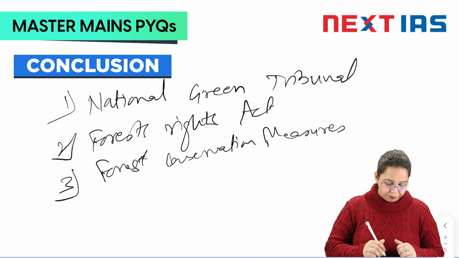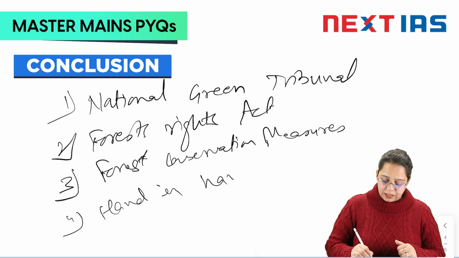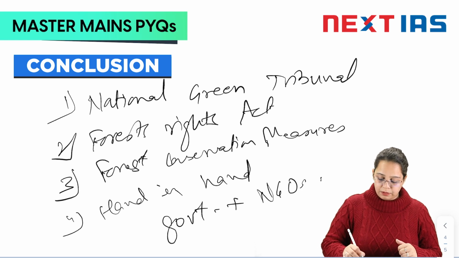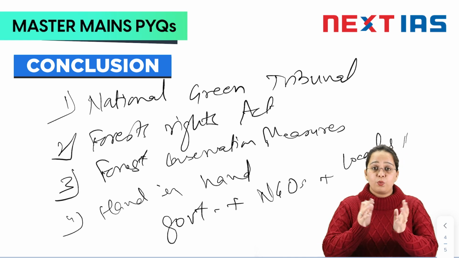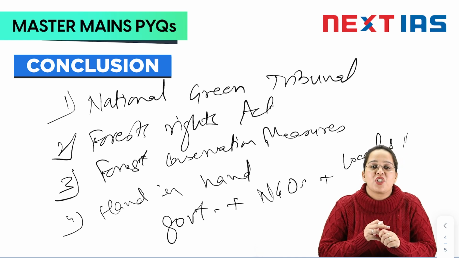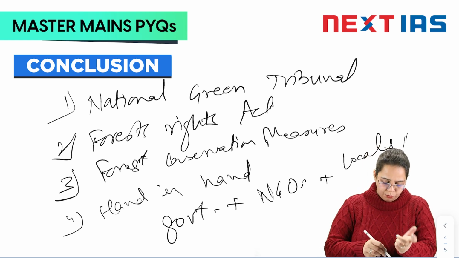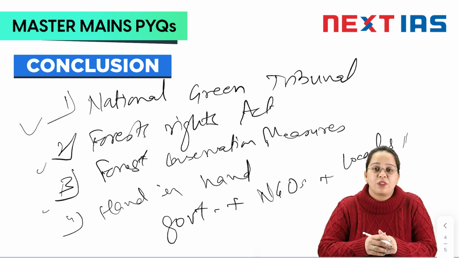These types of establishments should be initiated by the government, so that the natural vegetation and natural resources of the country can be preserved. Next, you can write about a hand-in-hand approach, in the sense that government, NGOs and local people should work hand in hand to conserve nature, the natural vegetation of India, and the diversity of India. So taking help of one, two or three points from these, you can make a conclusion.